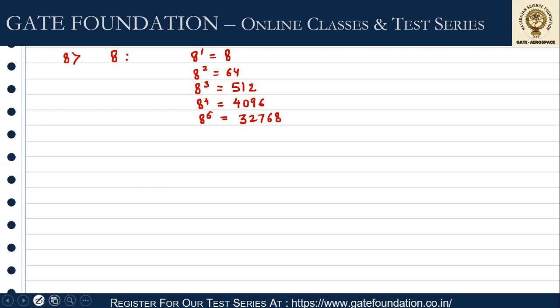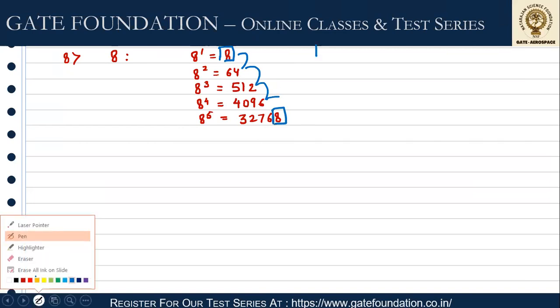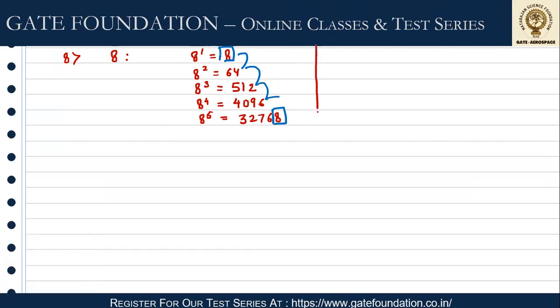So now over here the unit digit is getting repeated. We started with 8, then 1, 2, 3, and again after 3 or 4, you can say it gets repeated. Over here, the cyclicity of 8 is 4.